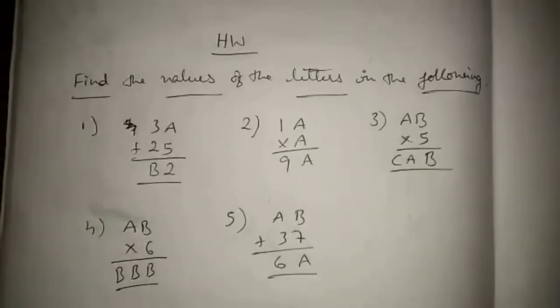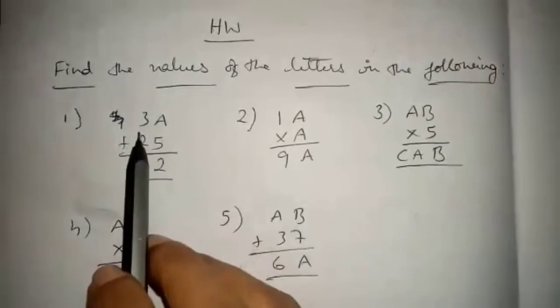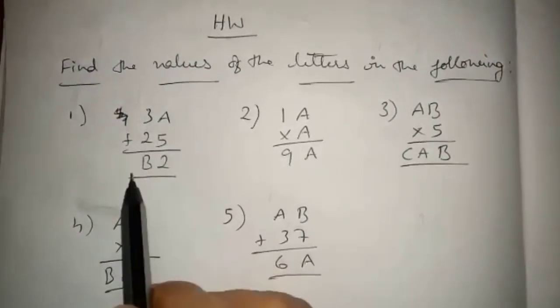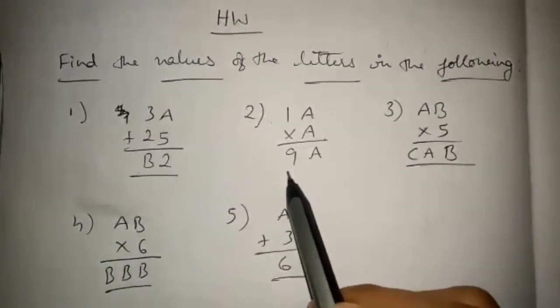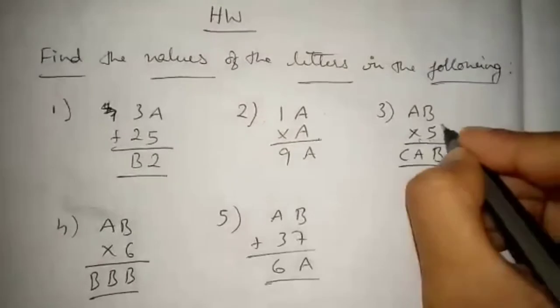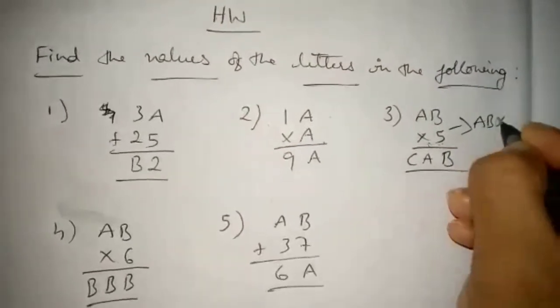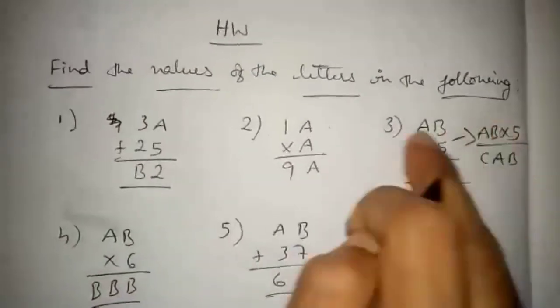Students, take down some homework questions. Find the values of the letters in the following. First one, 3A plus 25 is equal to B2. Second one, 1A into A is equal to 9A. AB into 5 is equal to CAB. This you can also write as AB into 5 CAB. Understood? This is the same as this.